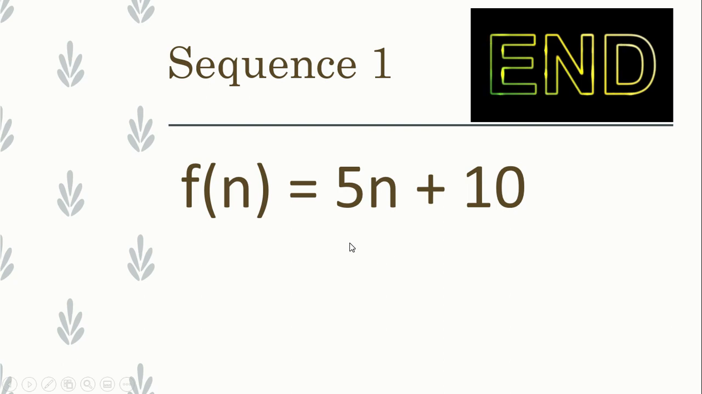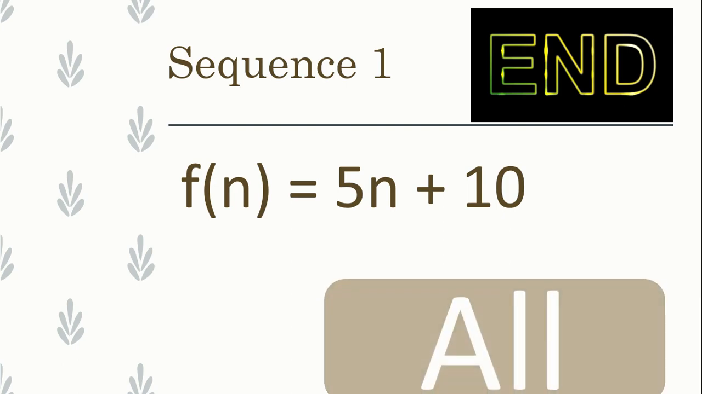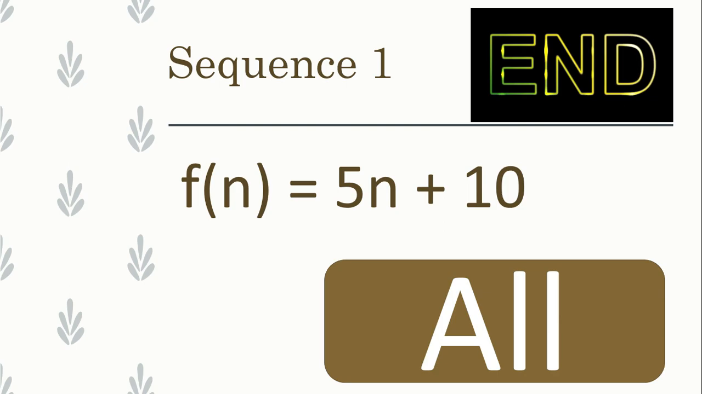Time's up! Let's now check whether your answer is correct. The answer is all. All of the elements or the terms generated by the function f of n is equal to 5n plus 10 are divisible by 5.